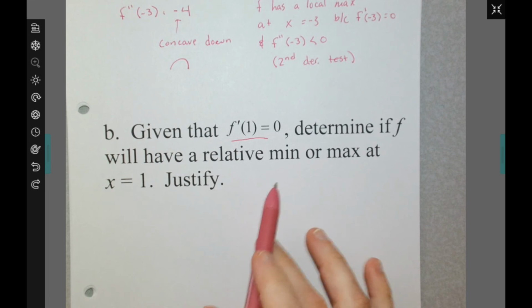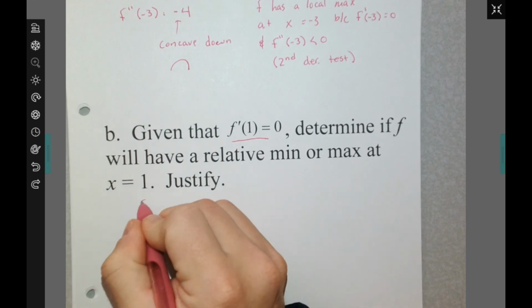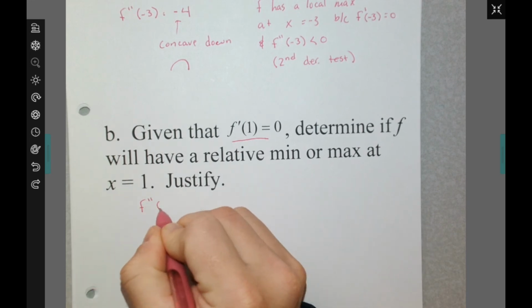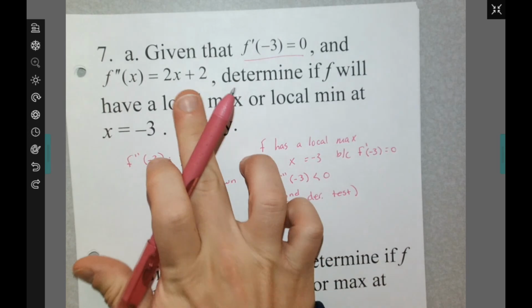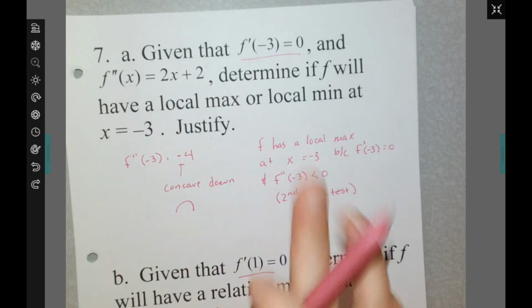Determine if f will have a relative min or max at x equals 1. So we go back to our second derivative. Let's go ahead and plug in 1. Plugging in 1, back up to this one right up here. 2 times 1 is 2, plus 2 is 4.